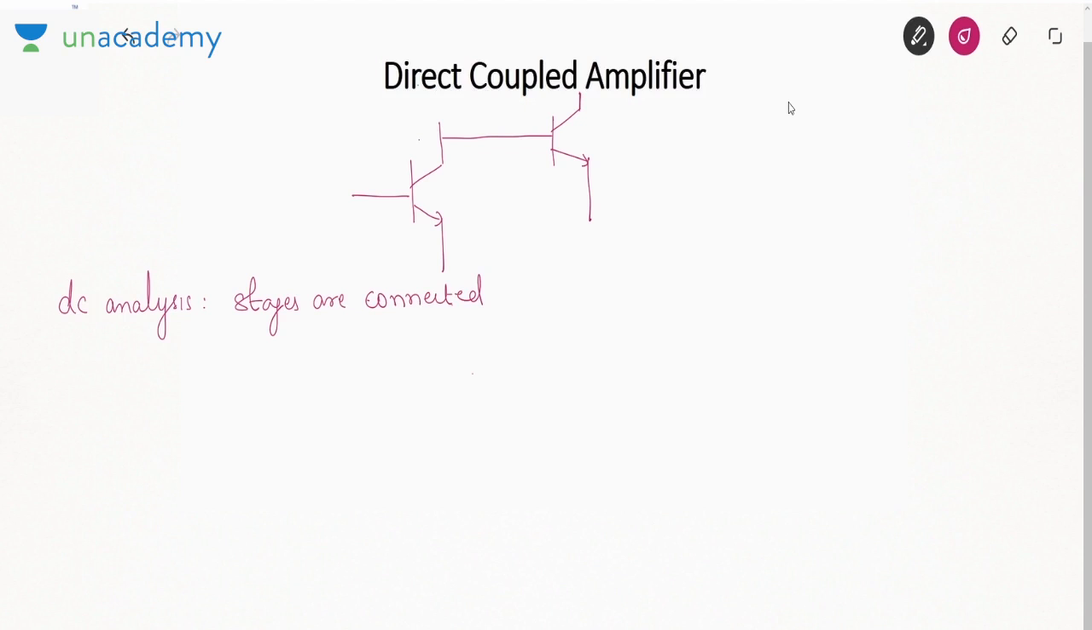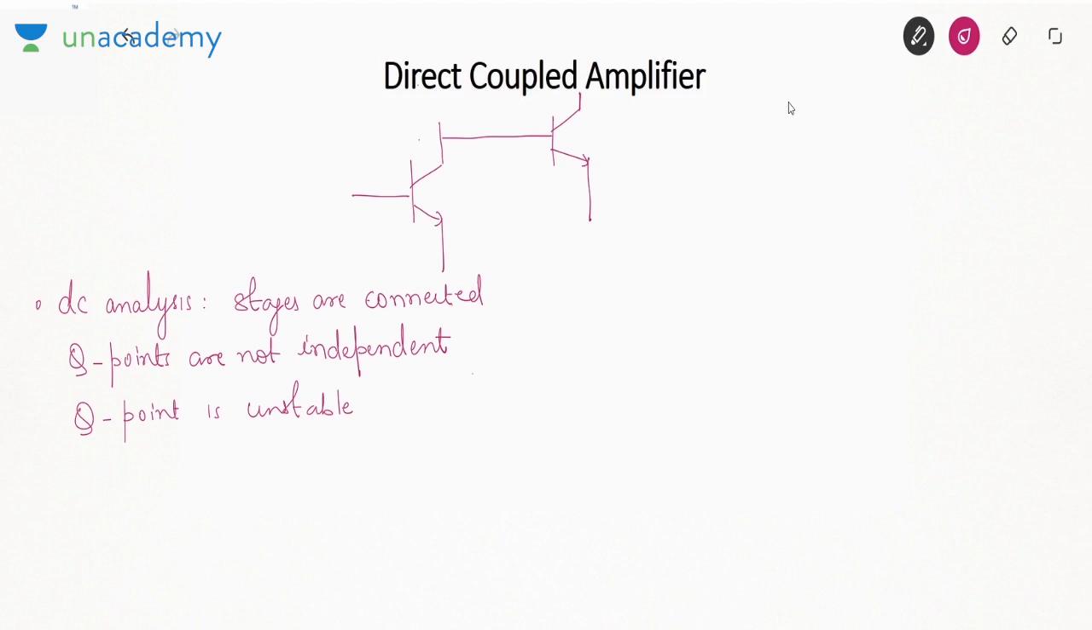If the stages are connected together, their Q points are not independent. The Q points of the two stages will depend on each other. They are not independent of each other. So that is why we say that Q point is unstable, or it will fluctuate from stage to stage. And this application we will see in op-amp.